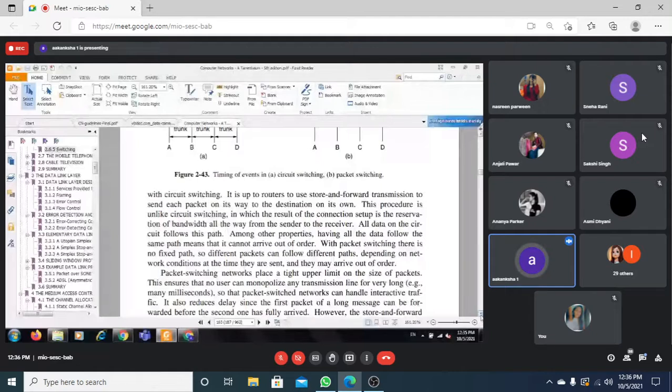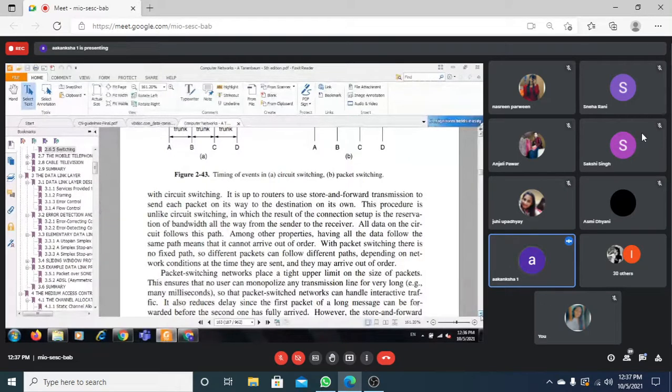Then packet switching networks have an upper limit on the size of packets also, because it is not the case that if you find the road empty, the whole bandwidth free, you can send a lot of data. You have a limit on the packets to be forwarded. This ensures that no user can monopolize any transmission line for very long. It is not that you send your own 10 trucks. If you are a businessman and you want to use the road, you are sending your trucks only for the whole day. No, you can send only a limited amount of data, and others are also occupying the same bandwidth and using the same link.